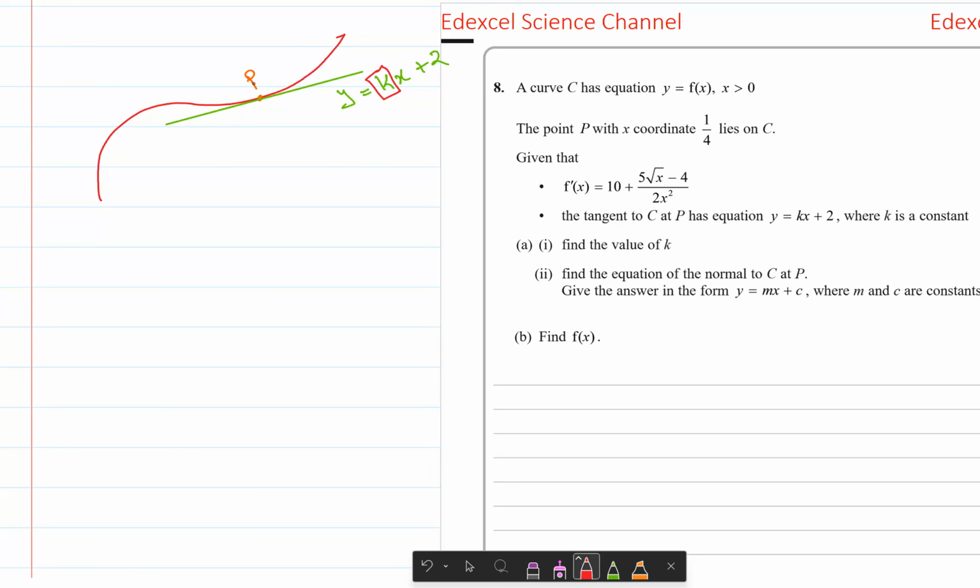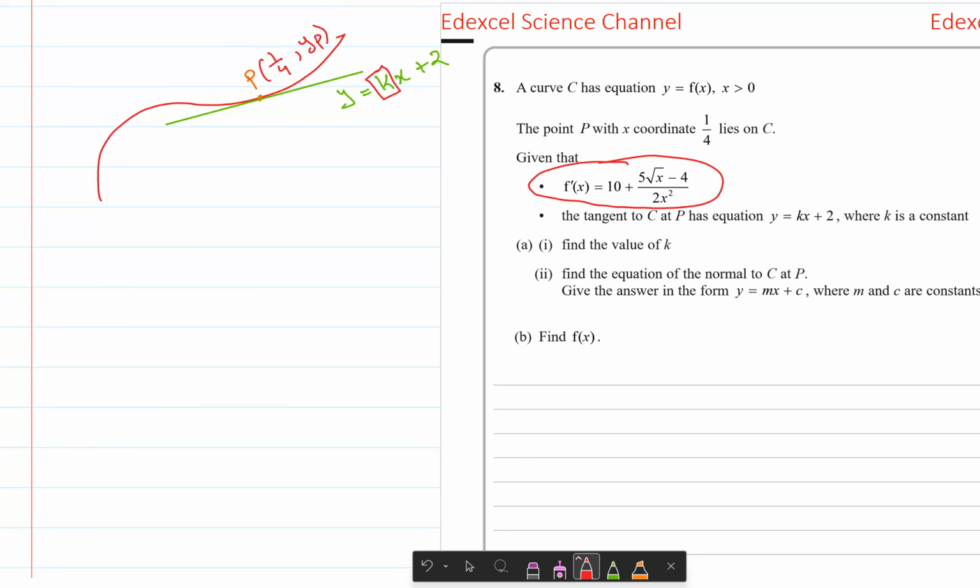Now, we know that the gradient of the curve at point P and the gradient of the tangent at that point must be the same. And we also know our first derivative, which is called the gradient function. So I know the x coordinate of point P, which is 1 over 4, and I do not know the y coordinate of point P, so I am going to call it yp. We don't really need it right now.